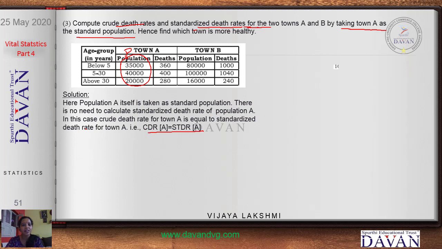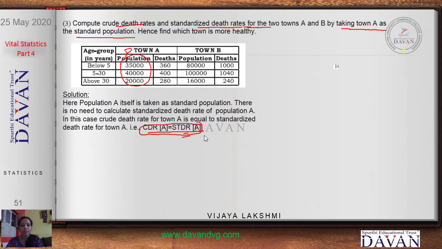In this case, CDR for town A is equal to STDR of town A. That is, CDR of A is equal to STDR of A. When is this condition satisfied? Only when the town's population itself is taken as the standard population. Only in this condition will this formula be satisfied.